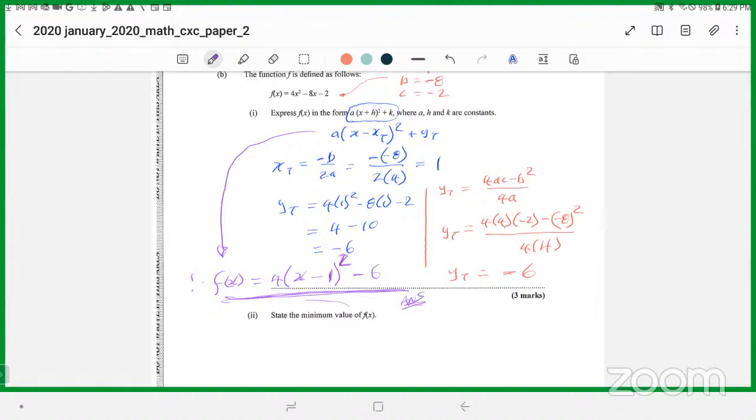Question says to state the minimum value. The minimum value is this yt value, which is -6. That's the lowest value that function can be.